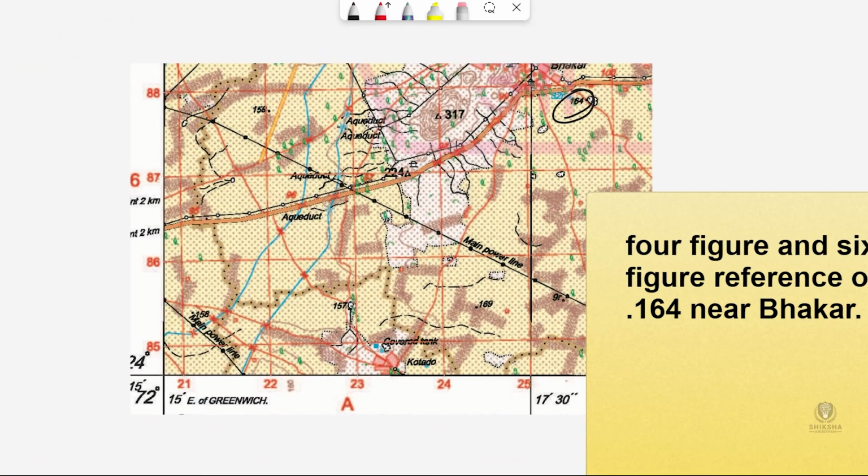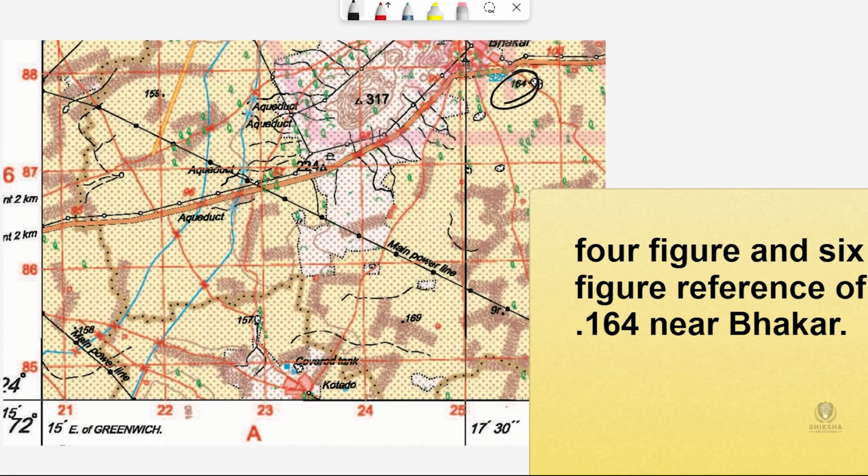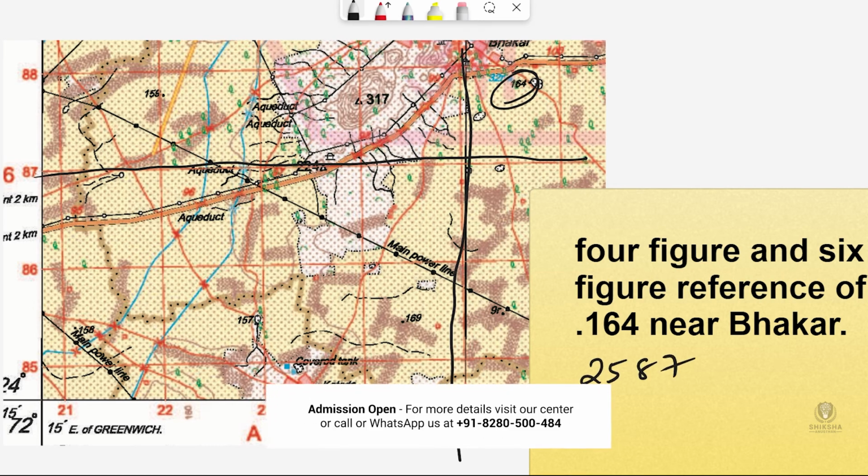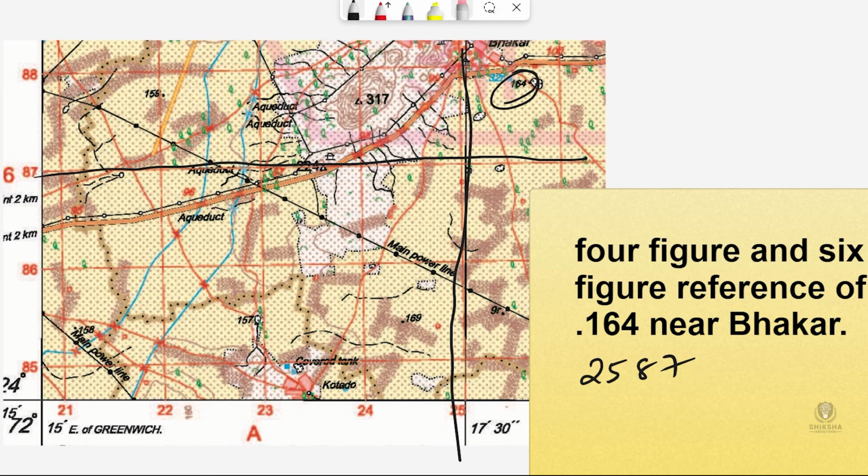As you can see, this has already crossed the 87 northing and the 25 easting. As we know, the easting is written first, so the 4-figure will be 2587. Now let us find the 6-figure. You can see this is the easting line, and this is the northing line. The place has already raised to this much height, and we need to find this particular region.